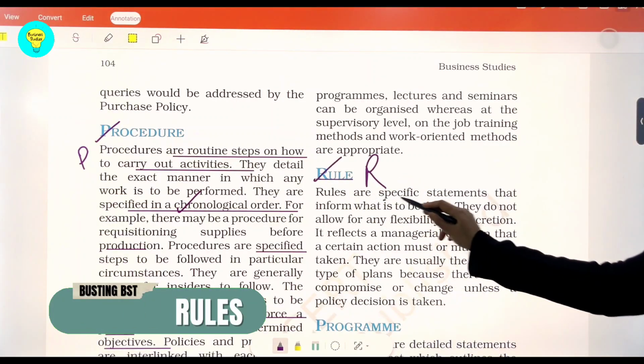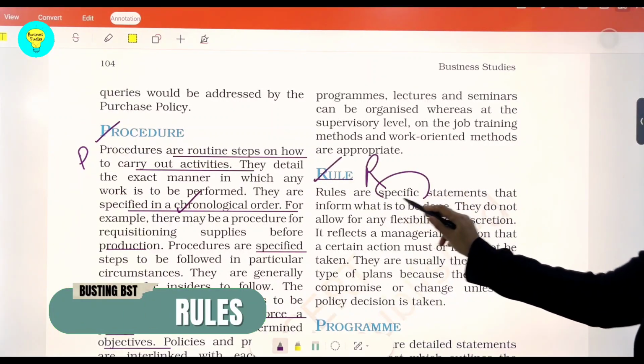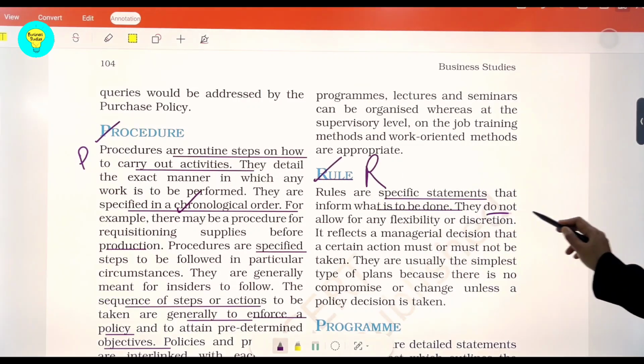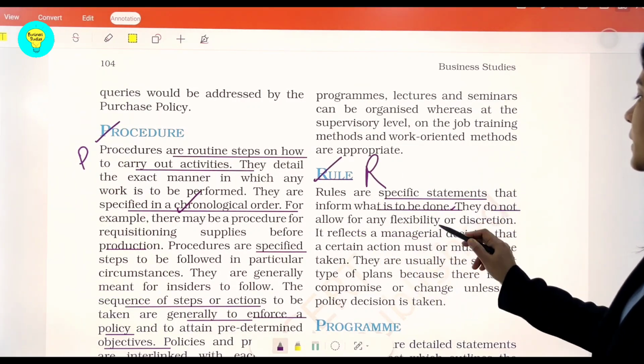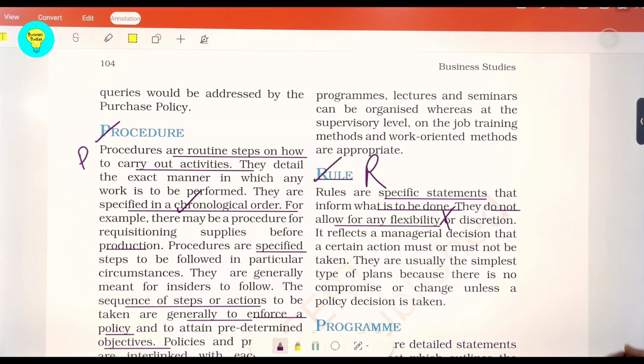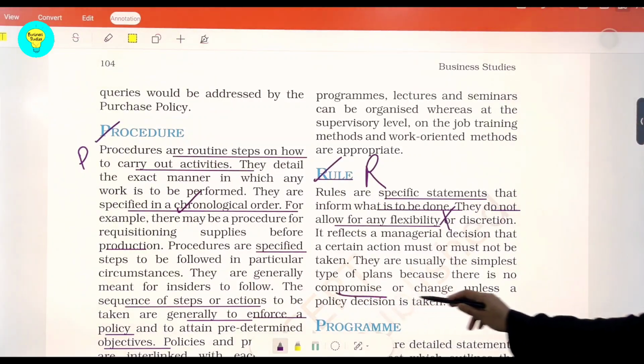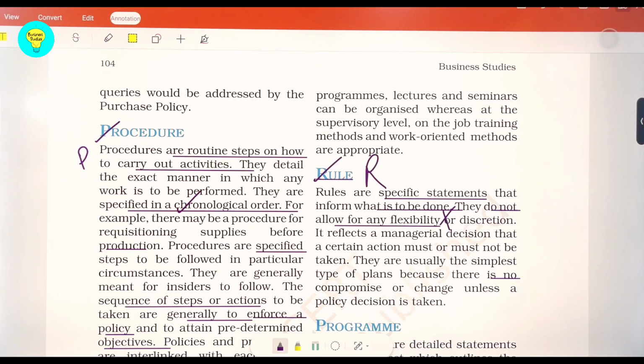Rules are specific statements. They are very specific about what should be done and what should be avoided. They do not allow for any kind of flexibility. A rule is a rule. Either it can be made or it can be broken. It can be followed or it can be totally compromised with. So these are the simplest type of plans because there is no compromise or no change in the rules that have been formulated by an organization.